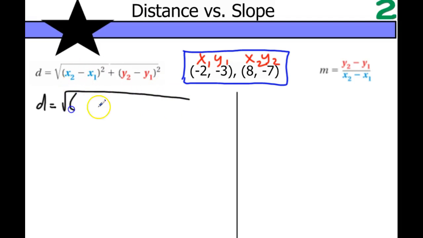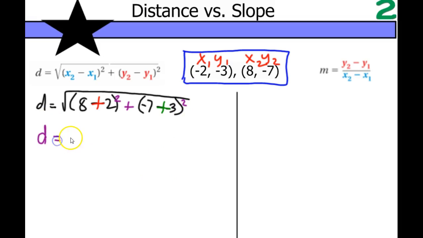So first we have x2 minus x1. So we have 8 minus a negative 2. Those two negatives make a positive, and it's squared. Then we have our second set of parentheses, y2 minus y1, or negative 7 minus a negative 3. Again, two negatives make a positive, and it's squared.